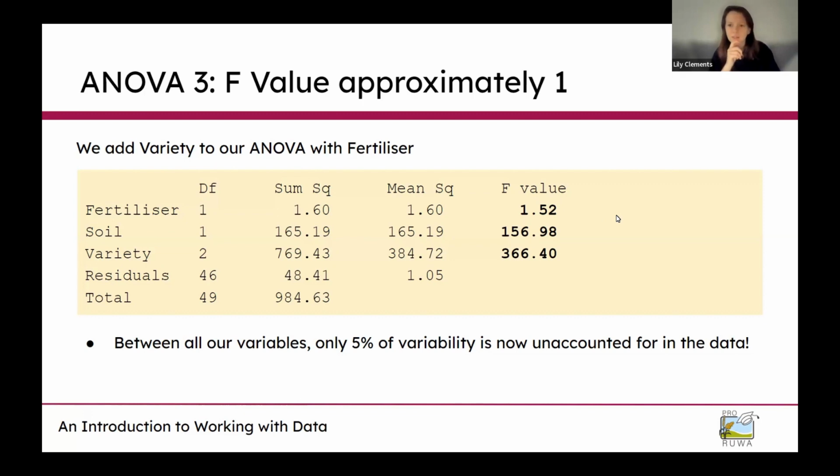So we've covered what happens when our F value is very small: that implies that there is unaccounted for variability in the ANOVA. If the F value is very large, that implies that this is a variable which is accounting for variability in your ANOVA. What if the F value is roughly 1?